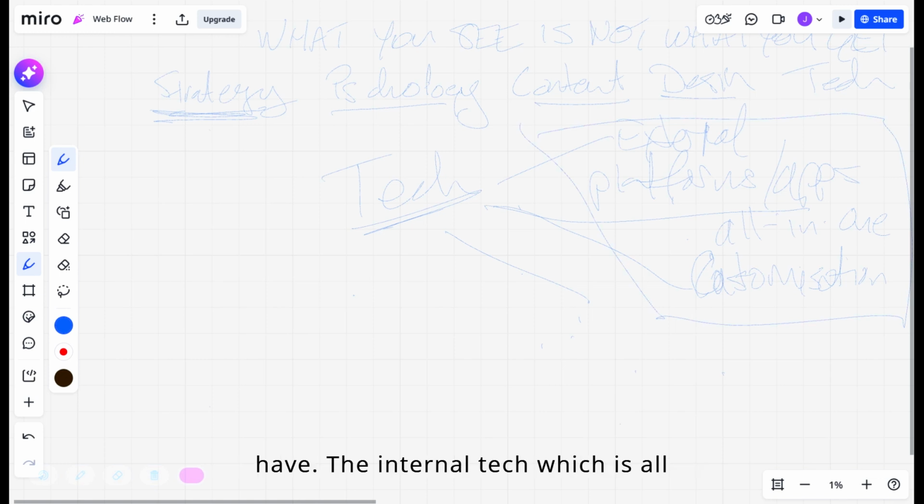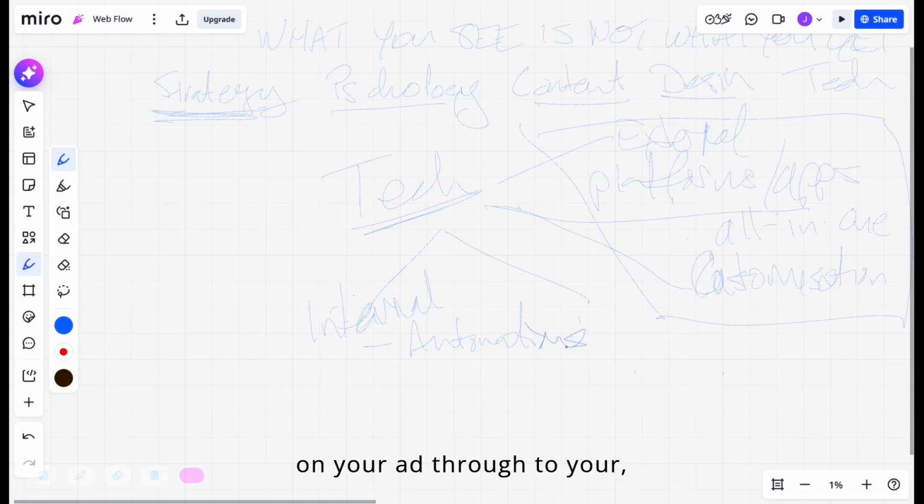Then you have the internal tech, which is all your automations. My writing's getting worse and worse, isn't it? Internal. This is things like your automations that will automatically take a person from clicking on their ad through to your landing page. They fill out the opt-in, the information automatically goes to your CRM. They automatically get sent the first thank you email that delivers the lead magnet, and then they're already on your email list that takes them through to the offer.